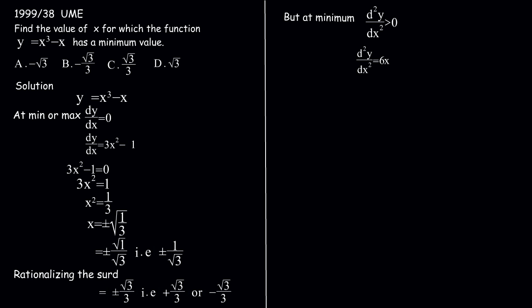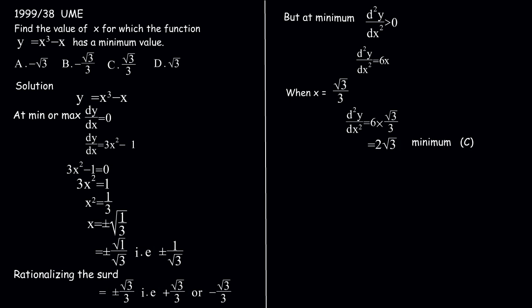The first step we'll be using is when s is equal to root 3 divided by 3. When s is equal to root 3 divided by 3, d²y over ds² will be equal to 6 times root 3 divided by 3, multiplying it to be equal to 2 root 3. And since this is greater than 0, this is our minimum point.